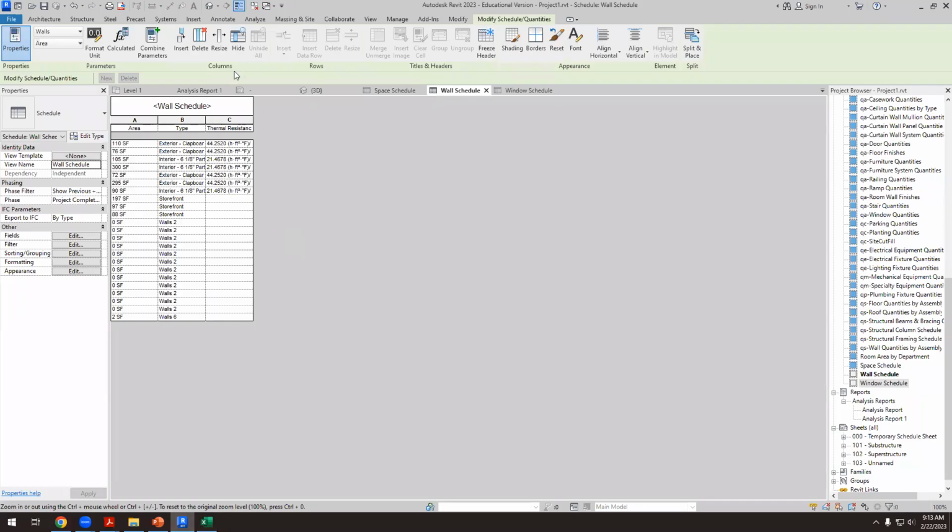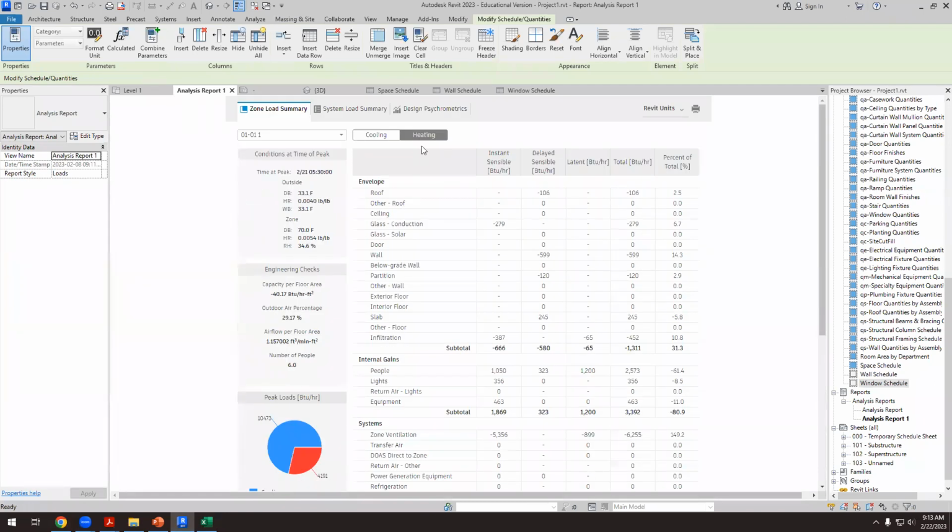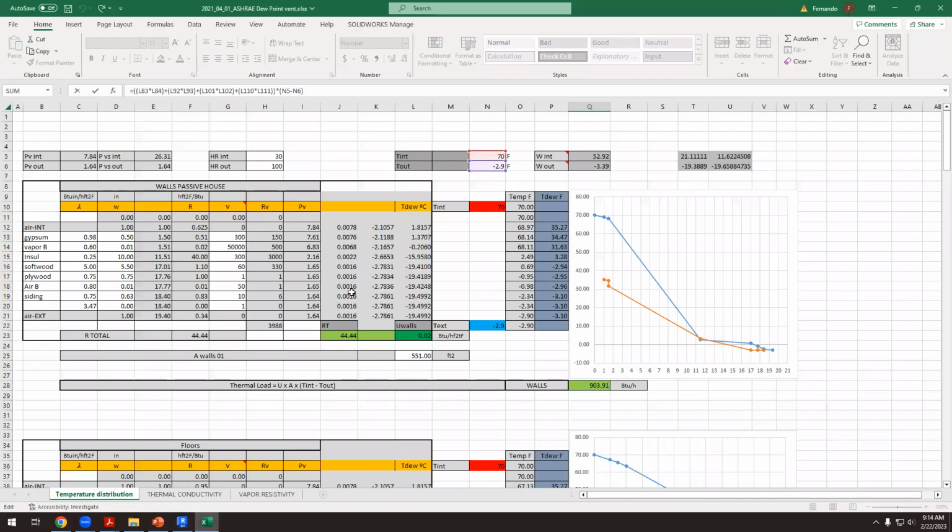Where can we find this? In Revit, report, heating loads. Remember, this is the dry bulb temperature indoors, 70, it's always 70. And what's the outdoor? In this case, we have 33 Fahrenheit. Okay, I think that changed last time when I did that report. I think this was -2, but anyway, in this case, it should be 33.